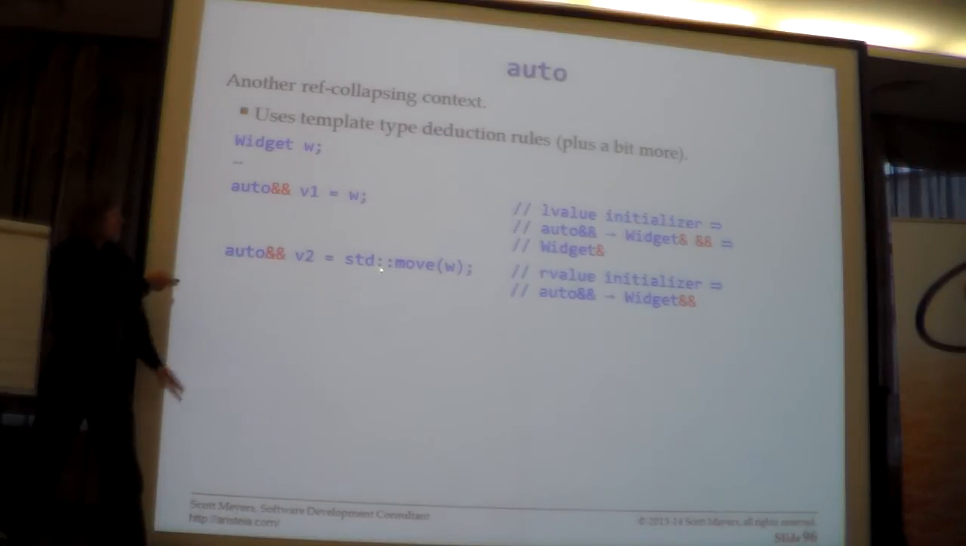Auto ref here, this is an R value. The type that is deduced therefore is just widget, so the type is widget ref.